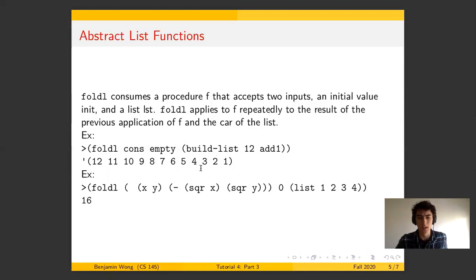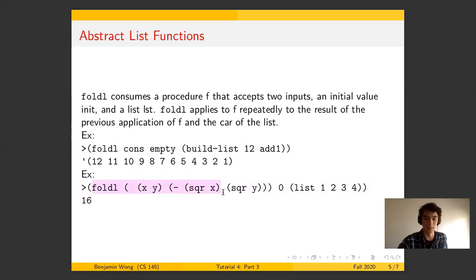In this example, my function is cons, my initial value is empty, and my list is the numbers 1 through 12. And this is a super compact way to reverse a list, any list, doesn't have to be a set of numbers, using fold-L.